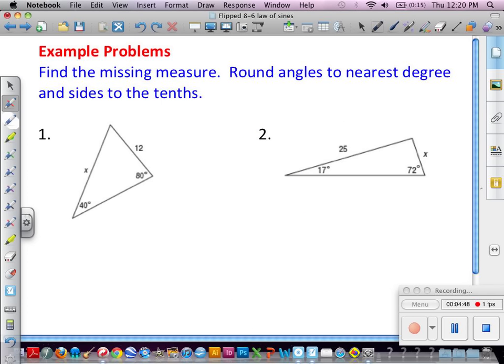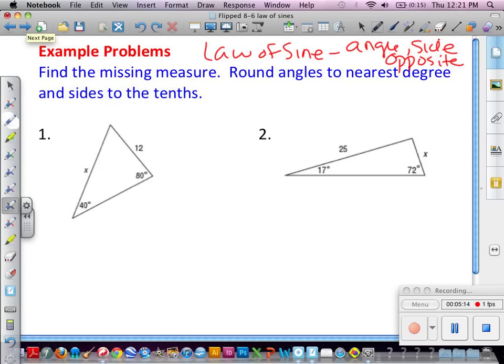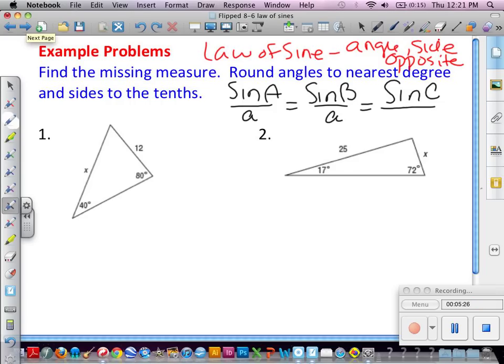It says, find the missing measure, round to the nearest degree, and sides to the tenths. All right. Law of sines. You need an angle and a side opposite to do this. And I'm going to write it up here. Sine of A over a is sine of B over b, and sine of C over c.